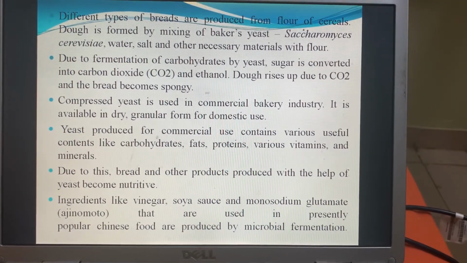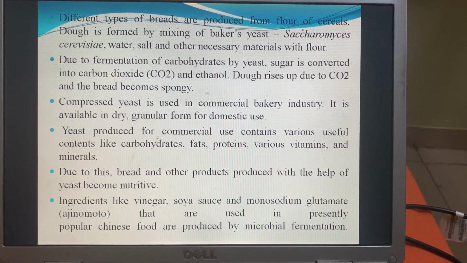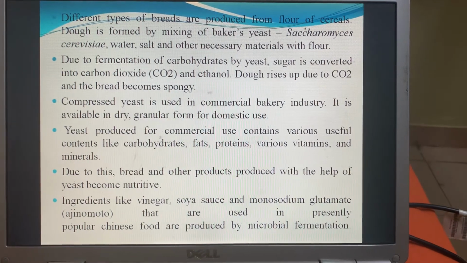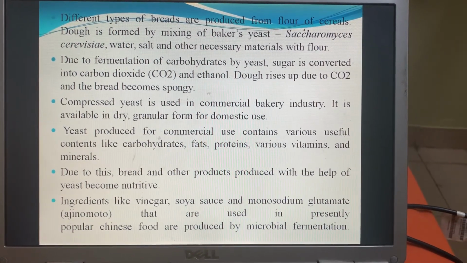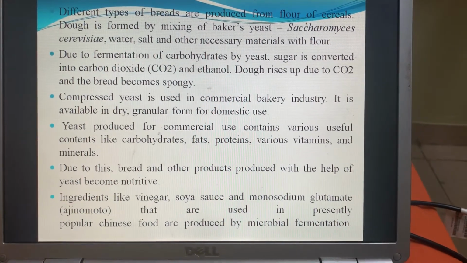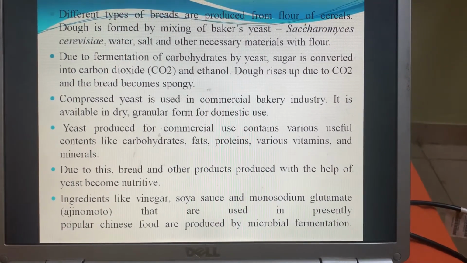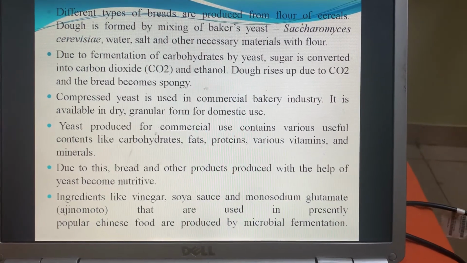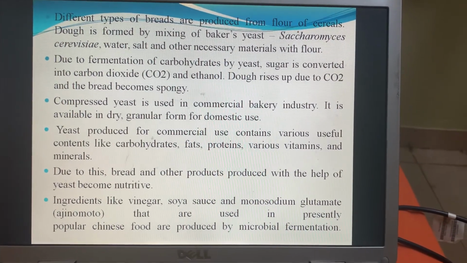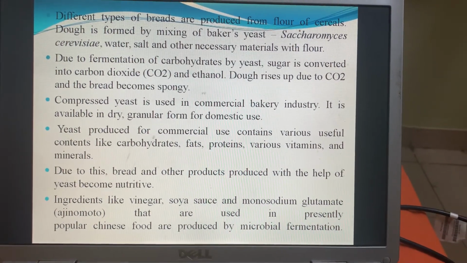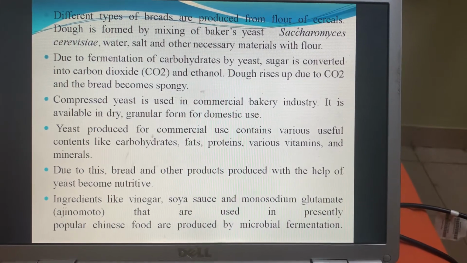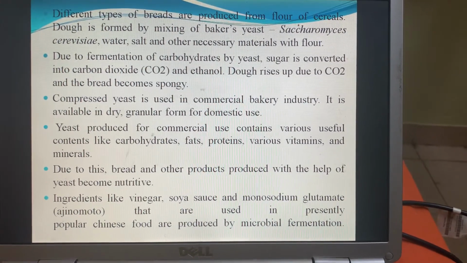Compressed yeast is used in the commercial bakery industry. It is available in dry granular form for domestic use. Yeast produced for commercial use contains various useful contents like carbohydrates, fats, proteins, various vitamins and minerals. Due to this, bread and other products produced with the help of this yeast become very nutritive.